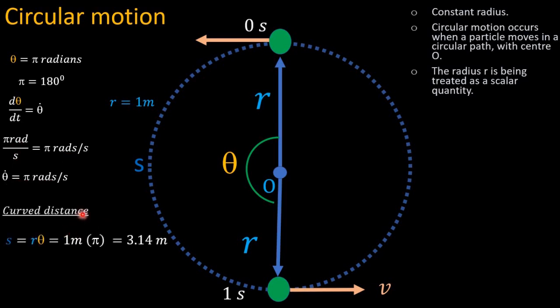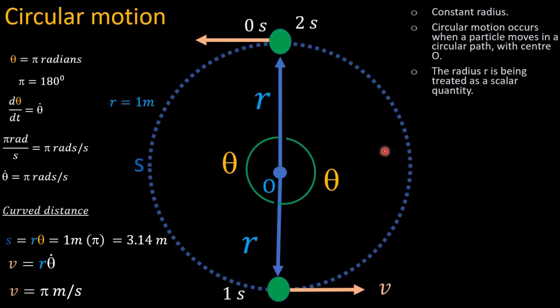And if we wanted to calculate that curved distance, this time we would just do s equals r times theta, where r is 1 meter, and we knew theta was pi. So if we multiply them, we get 3.14 meters. So the distance along here would be 3.14 meters. And if we want to calculate the velocity, we apply this equation we got previously, and the velocity comes out as pi meters per second. Or we could have said 3.14 meters per second.